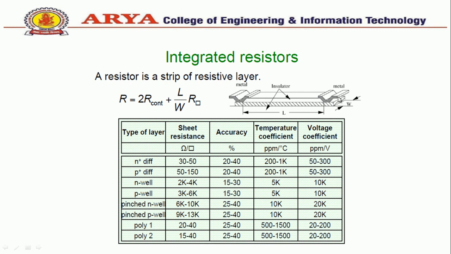So the contact resistance value depends on the specific case. It can range from 10 ohm to 50 ohm. The L by W ratio expresses the aspect ratio. Sometimes it is referred to as the number of squares since it is actually the number of squares that we see when looking down at the top of the structure.